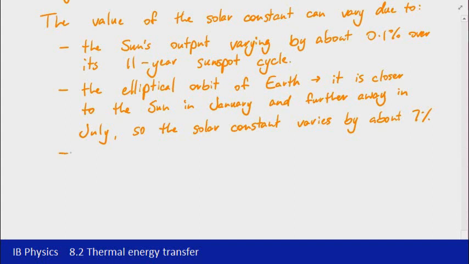The last one's a little bit more vague, being that there are potentially other longer period cycles that occur in the sun. So talking about the magnetic fields in the sun and those sorts of things that we're not entirely sure about, because our observations of the sun haven't necessarily been long enough. So there's other contributing factors that are still yet to be determined.